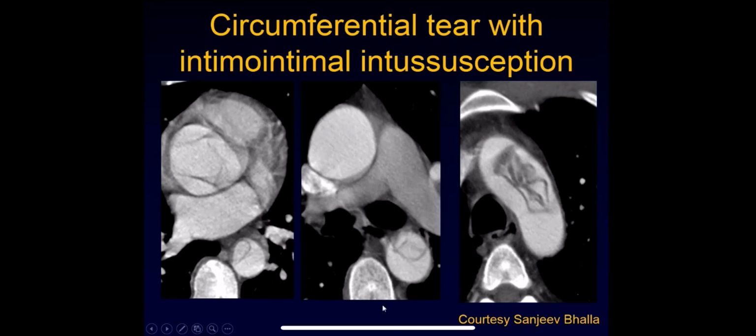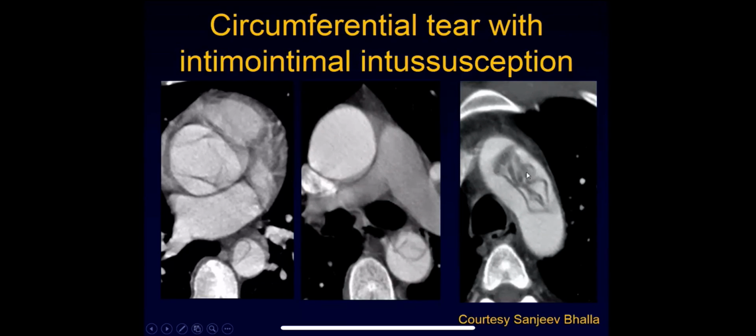This was a slide that was given to me by Sanjeev Bala, and in this case, it's important when we see a dissection flap in the aortic root and ascending thoracic aorta, and then we see it in the arch or distally or here in the descending thoracic aorta. But if we don't see a flap here, we should worry as to what is going on with this patient.